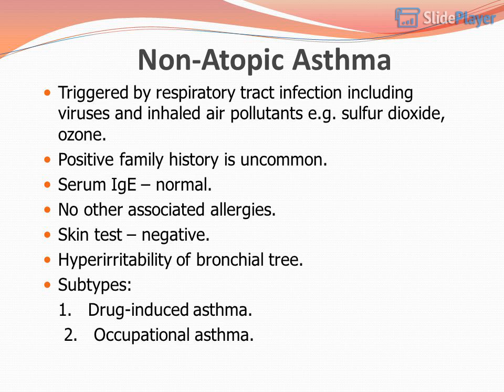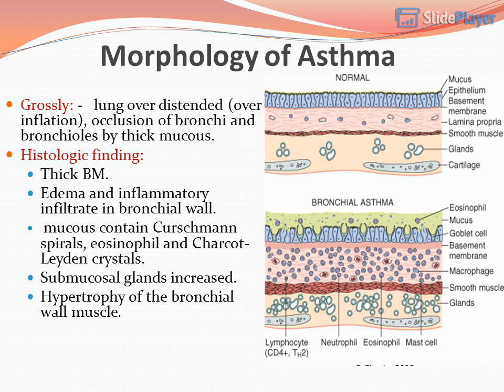Hyperirritability of bronchial tree. Subtypes: 1. Drug-induced asthma. 2. Occupational asthma. Morphology of asthma. Grossly, the lung is overdistended, with overinflation and occlusion of bronchi and bronchioles by thick mucus.